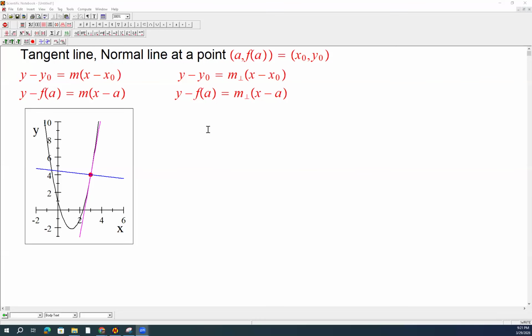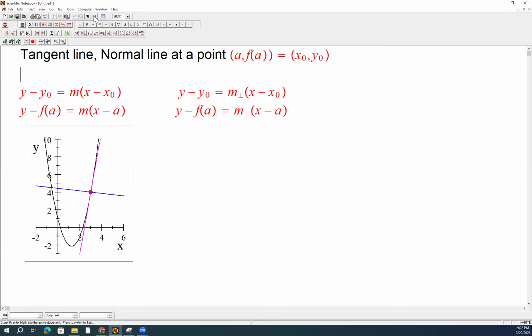Hello, everyone. In this lesson, I'm going to talk about how to find the tangent line and normal line at a given point. Usually we're given a point (a, f(a)), which can also be called (x0, y0). The point-slope formula would be used if we know the slope. Suppose m is the slope of the tangent line.